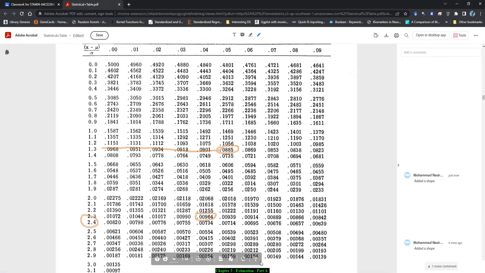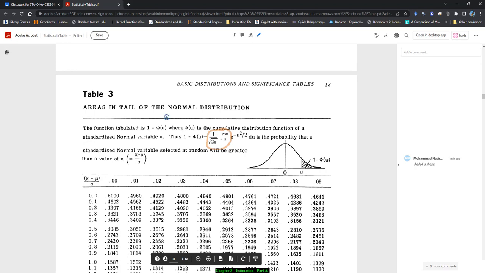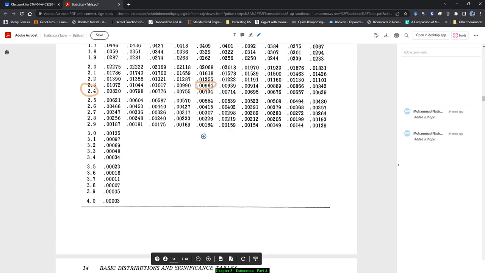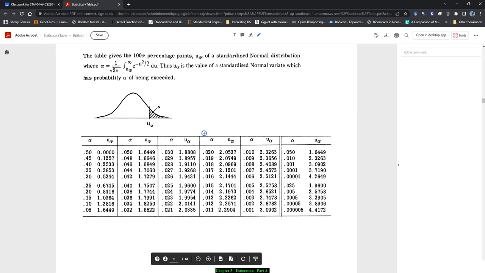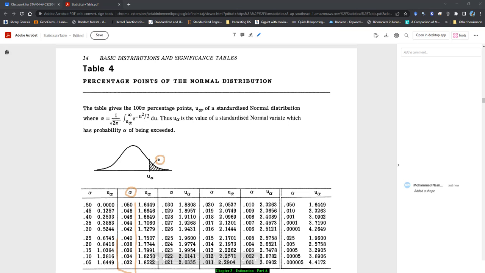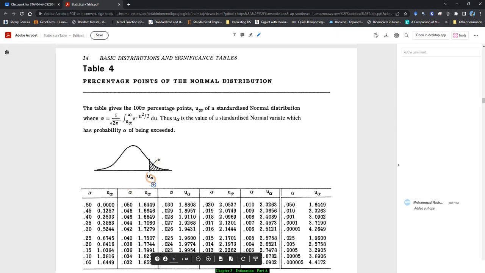By looking at the statistical table, but we are not looking at table number 3, we're going to look at table number 4. But actually, we're going to use these two tables, table number 3 and table number 4 together. Here, table number 4 says that this is the value of alpha. They already give you the value of alpha. If you want to find 0.05, this is the z alpha, which is 1.6449.